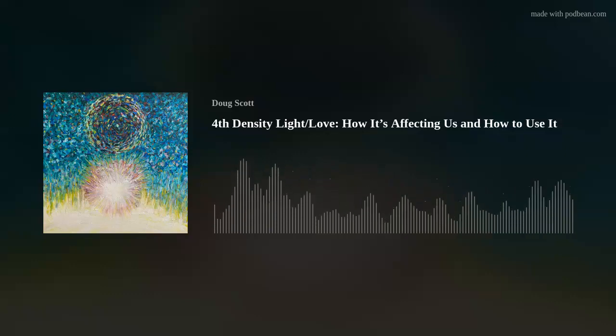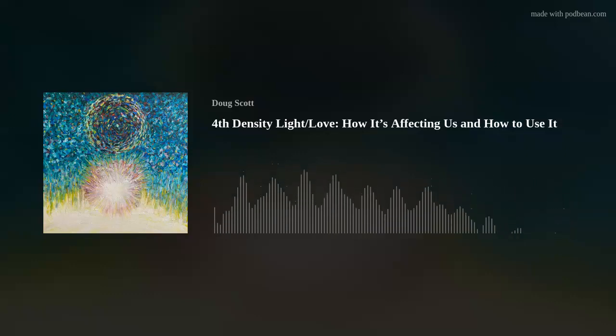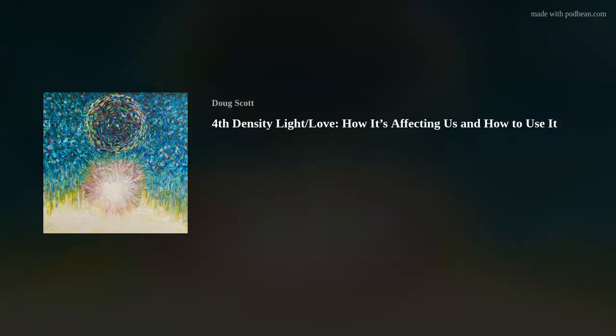The one puzzling thing that I got caught up on a little bit is, why do we reject or resist the fourth density light? What's happening there? I don't know why.